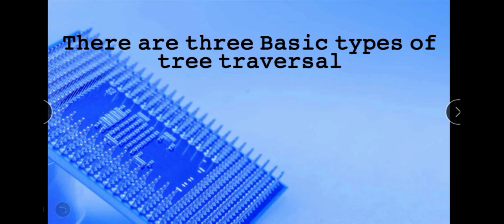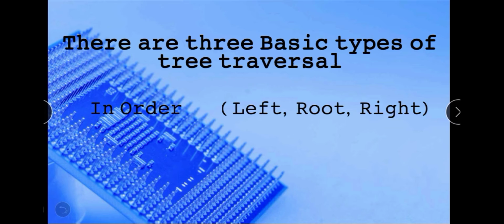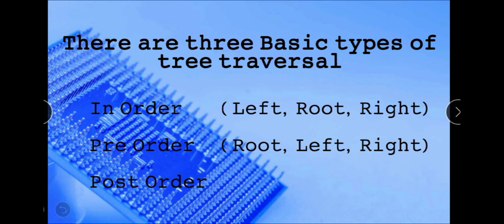There are three basic types of tree traversal. The first one is the in-order, the second is pre-order, while the third is the post-order. As we can see, the in-order rule follows left, root, and right, while in pre-order we first follow the root, left, and right, while the post-order follows left, right, and lastly the root.